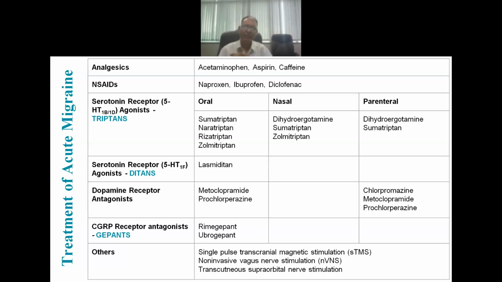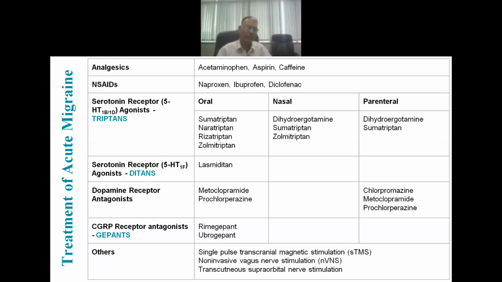Then another group is the serotonin receptor 1B, 1D agonists, and sumatriptan is on top of the list. It is basically these days the gold standard of migraine treatment, because if you are treating with proper doses and proper advice, and the patient is not responding to any of these triptans, that is sumatriptan, naratriptan, rizatriptan, zolmitriptan, probably you are not dealing with a case of migraine.